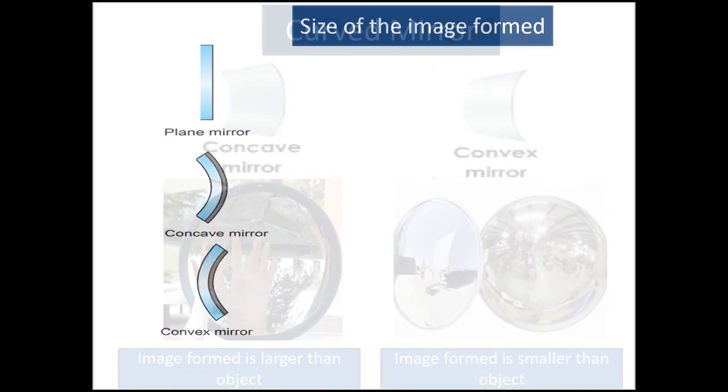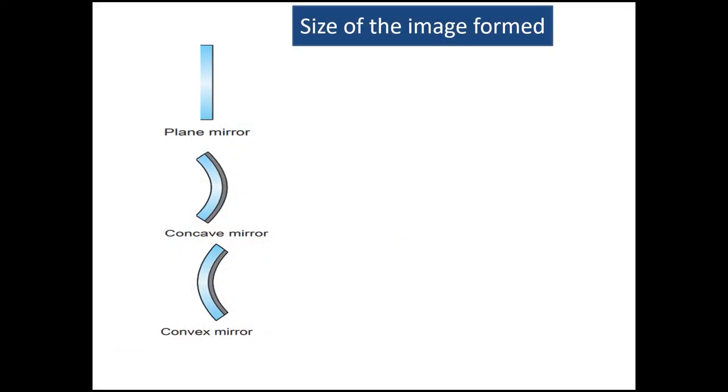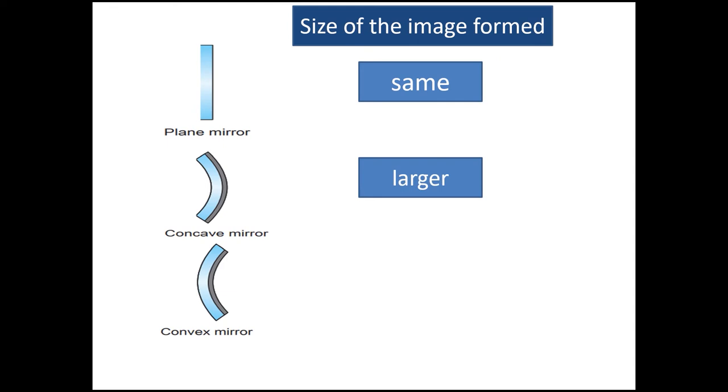You have learned that the size of the image formed by a plane mirror is the same as the object. The size of the image formed by a concave mirror is larger than the object. The size of the image formed by a convex mirror is smaller than the object.